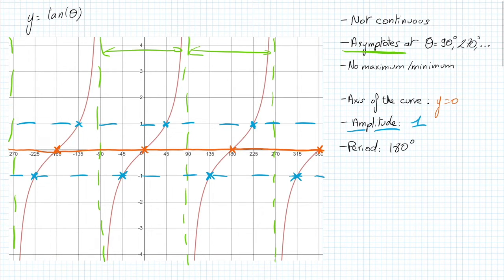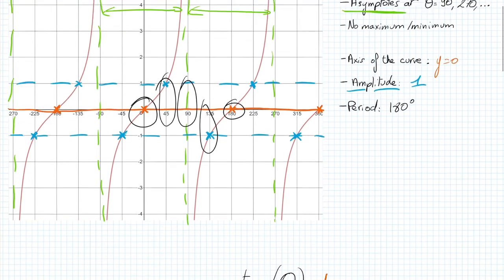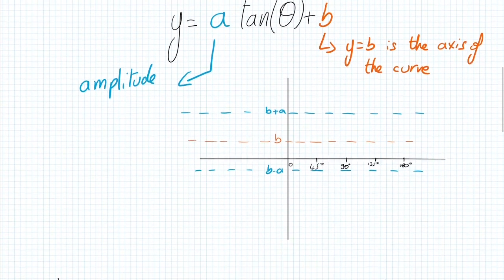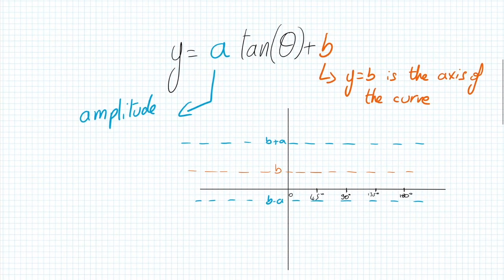So if we look at the first period, the interesting points are going to be 0, 45 degrees, 90 degrees for the asymptote, 135 degrees for the negative amplitude, 180 degrees at the axis of the curve, and we have one full period. One thing you can notice compared to cosine and sine is that when we graph our tangent graph, instead of going every 90 degrees, we go every 45 degrees instead.